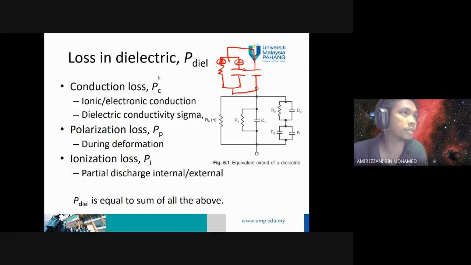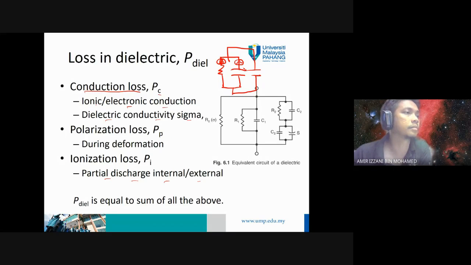Okay, for loss in dielectric, there are three components: conduction loss, noted as PC, due to ionic or electronic conduction and dielectric conductivity sigma; polarization loss during deformation; and ionization loss due to partial discharge or internal discharge, or maybe external to the dielectric.